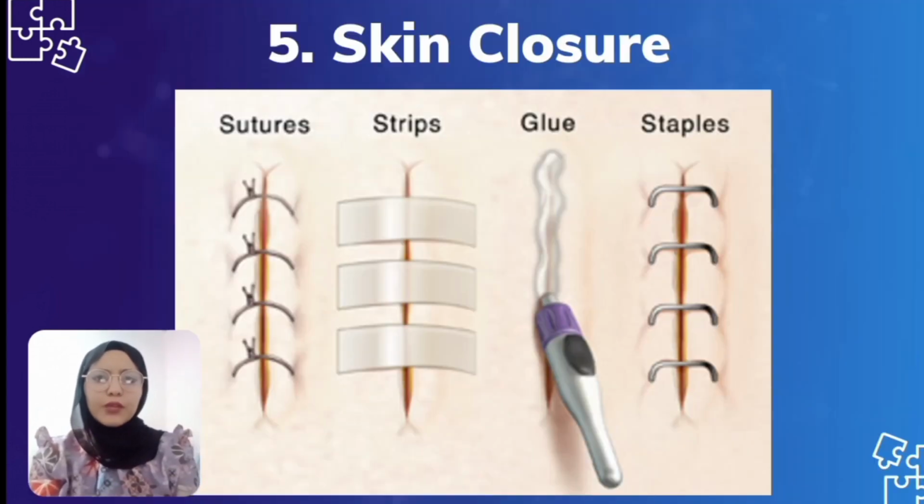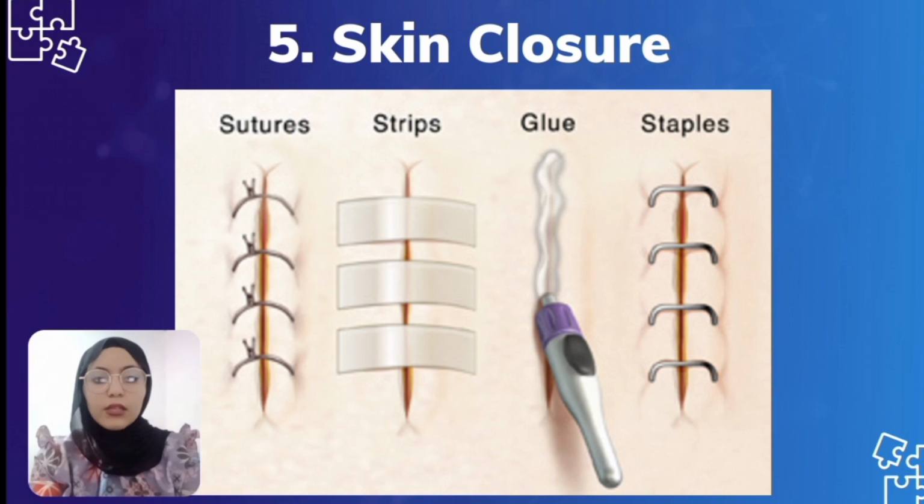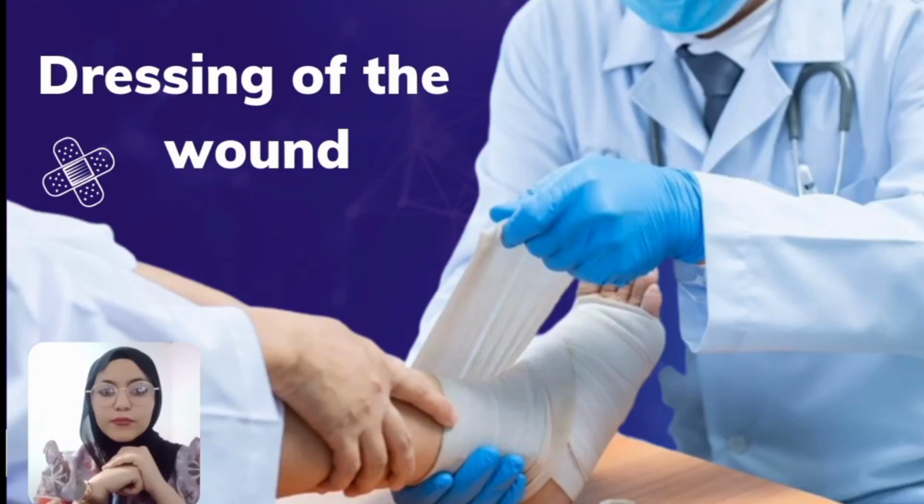Skin closure. It is often necessary to close gaping skin wounds to hasten wound healing and prevent unsightly scars. So these are the common methods to close the skin. Sutures are knotted ties that hold the incision together. Straps, glue, staples. Staples are wide metal clips.